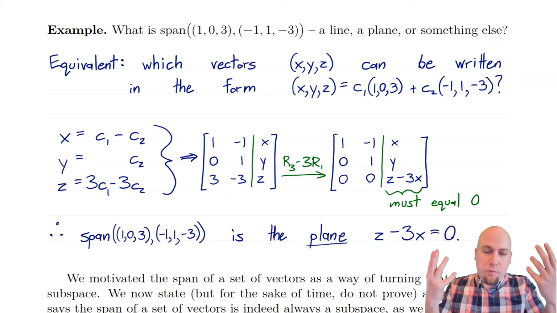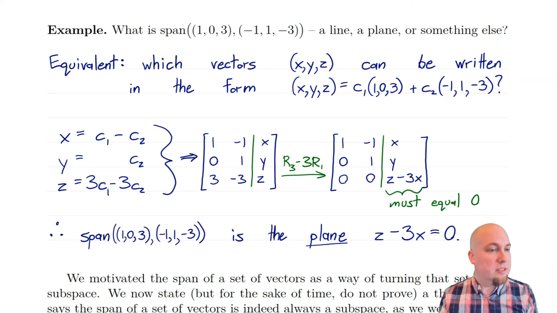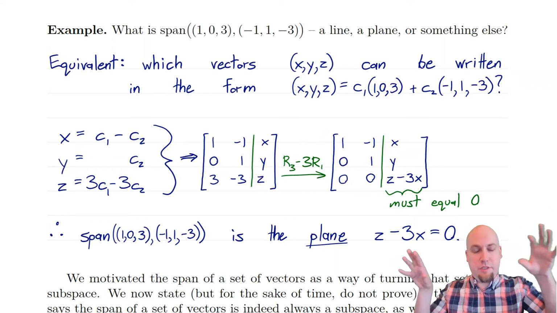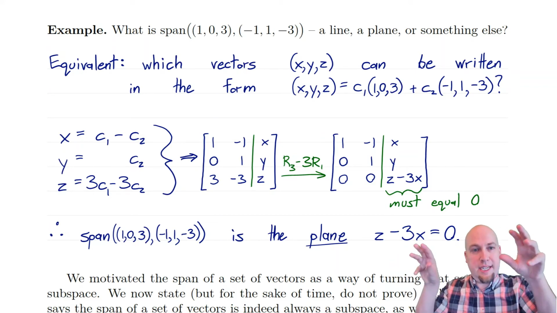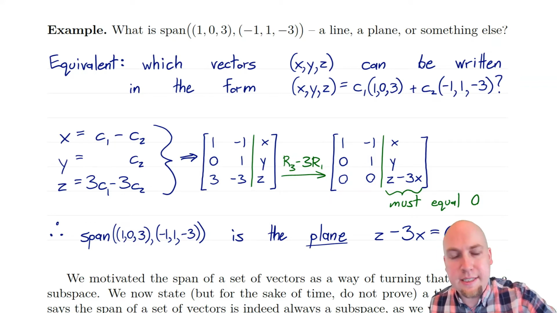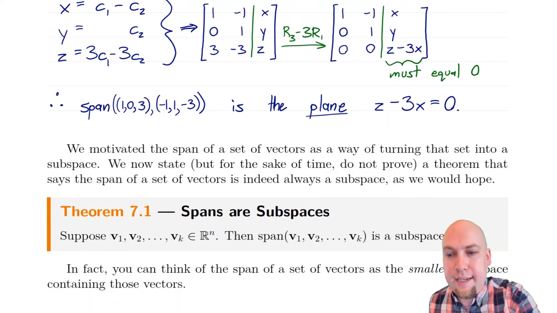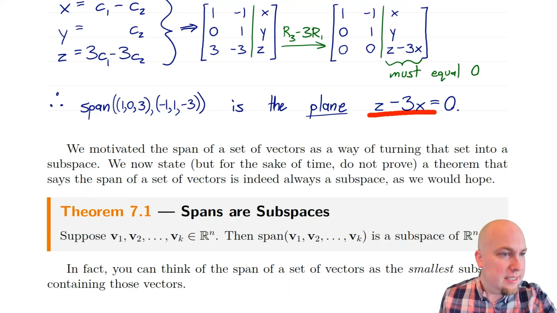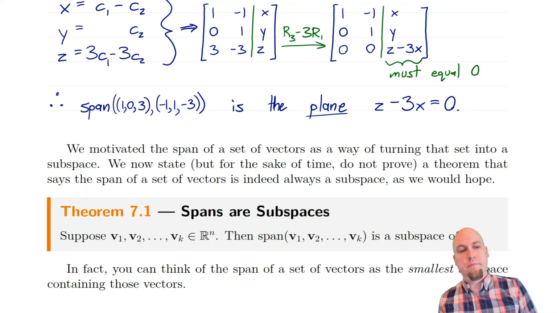And we know from previous courses that that's the equation of a plane, right? If you're in 3-dimensional space and you've just got some linear combination of x, y, and z equals a number, that's the equation of a plane. So the span in this case is a plane, and furthermore, we know what plane it is. It's the plane z minus 3x equals 0.